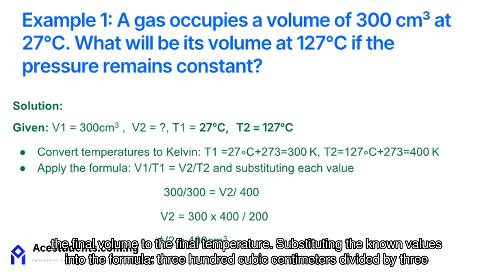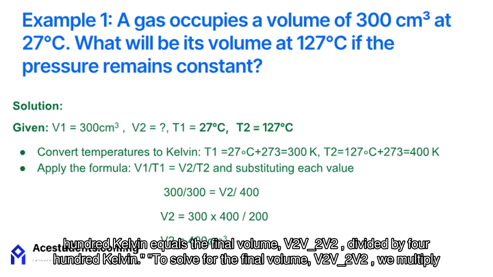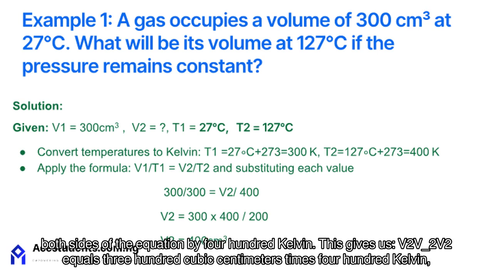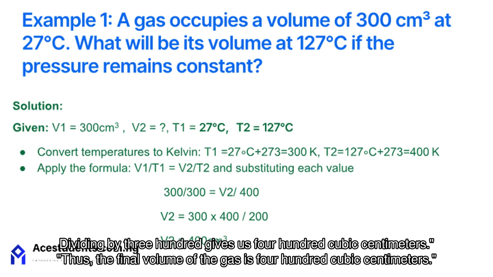Substituting the known values into the formula, 300 cubic centimeters divided by 300 Kelvin equals the final volume, V2, divided by 400 Kelvin. To solve for the final volume, V2, we multiply both sides of the equation by 400 Kelvin. This gives us V2 equals 300 cubic centimeters times 400 Kelvin, divided by 300 Kelvin. Performing the calculation, 300 times 400 equals 120,000. Dividing by 300 gives us 400 cubic centimeters. Thus, the final volume of the gas is 400 cubic centimeters.